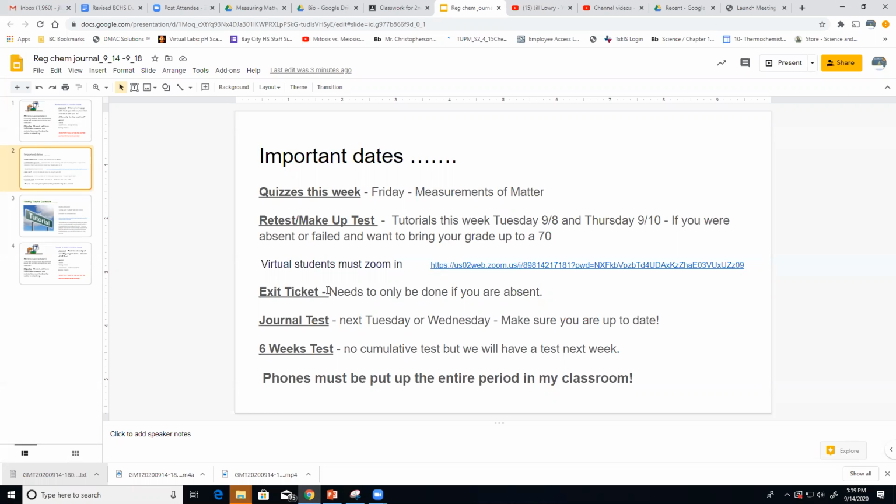You only need to do an exit ticket that's in the classroom if you're absent from school. Whether you're virtual or in class, those are both considered present. You will not need to do the exit ticket. Our journal test is going to be next Tuesday or next Wednesday, so make sure that you are up to date on that. That is a major test grade. If you have a low grade and then you failed that, that could bring you down to failing. And for the 6 weeks test, we're not going to have a cumulative test. We will have a test over what we've covered on this unit, but we won't have a test that goes back and also picks up matter. So it will not be cumulative.